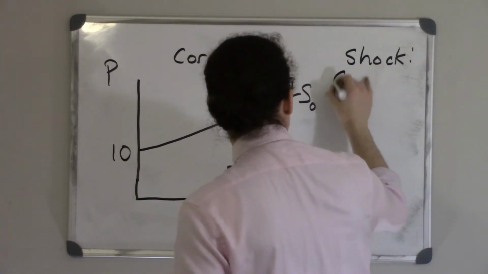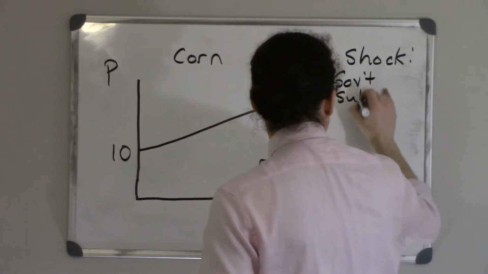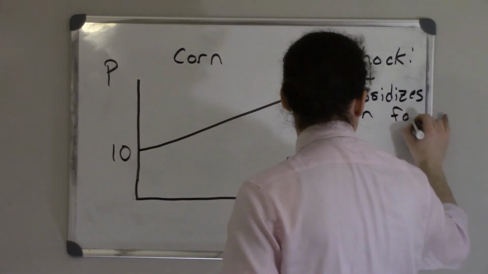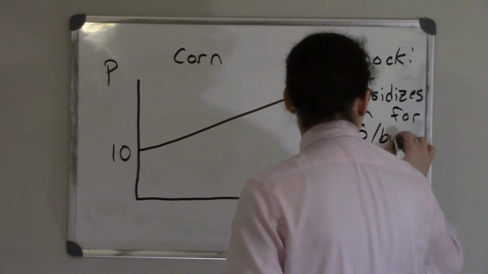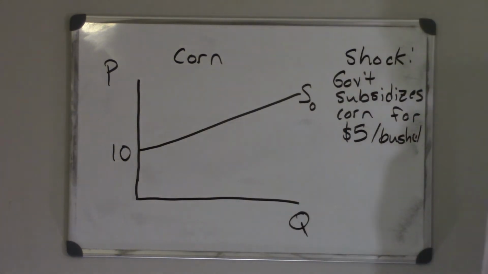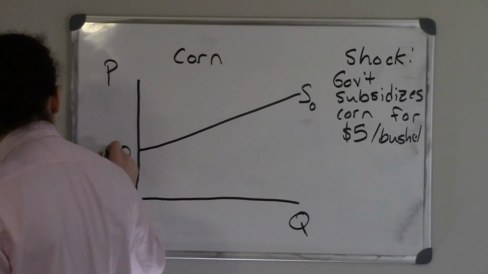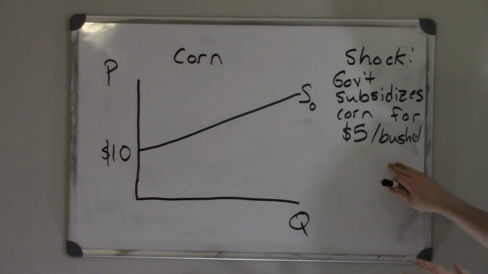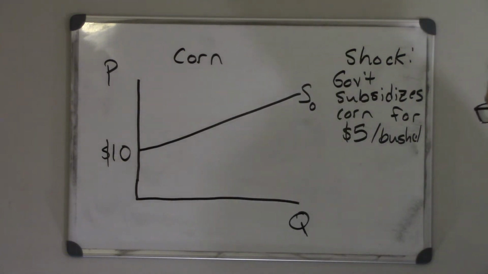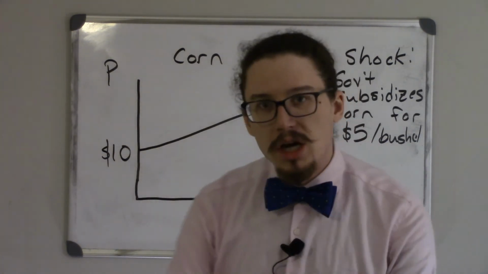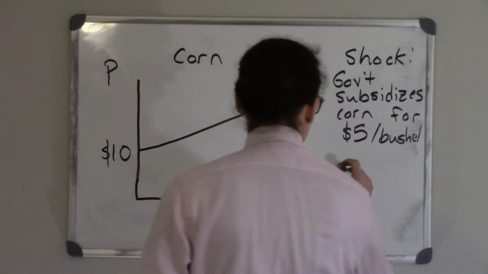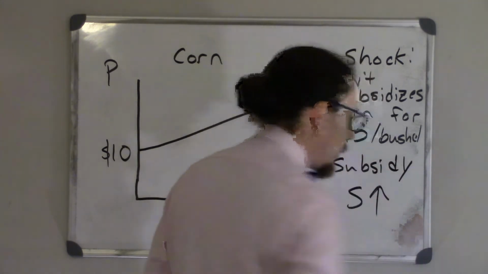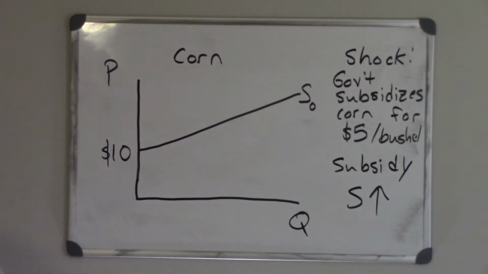All right, so let's say that the shock is that the government subsidizes corn for $5 per bushel. Again, don't know if these numbers make any sense at all, but that's beside the point. All right, with this shock, government subsidizes corn for $5 a bushel. One, it's pretty easy to know what shock we're talking about. It's subsidies, because it says it in there. All right, when we have a subsidy, supply is going to increase.